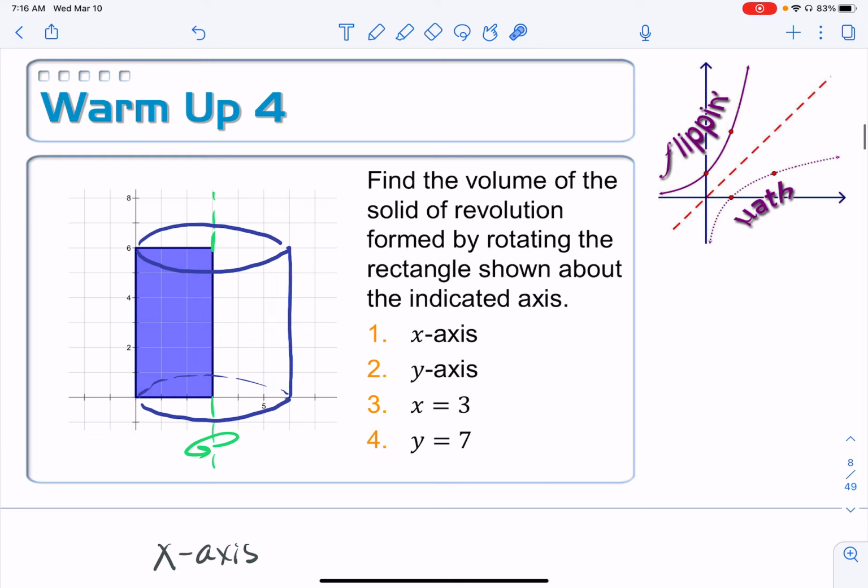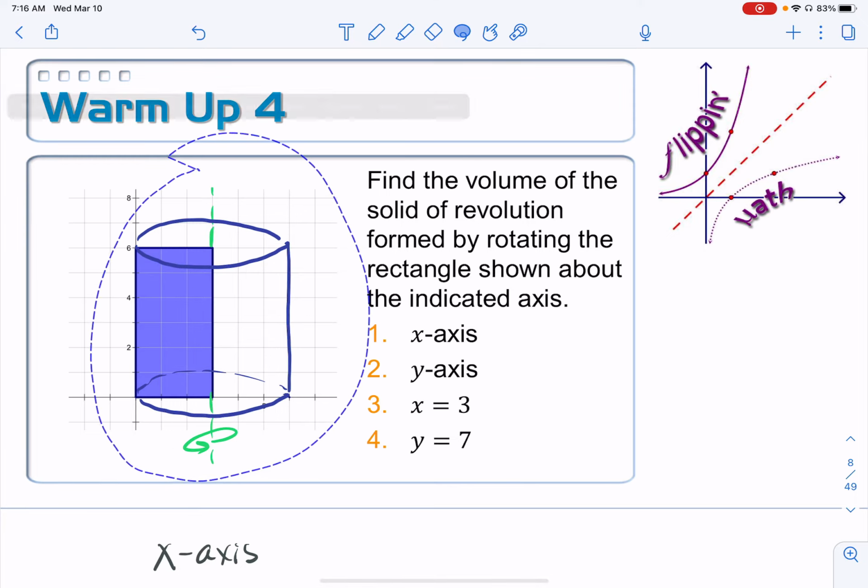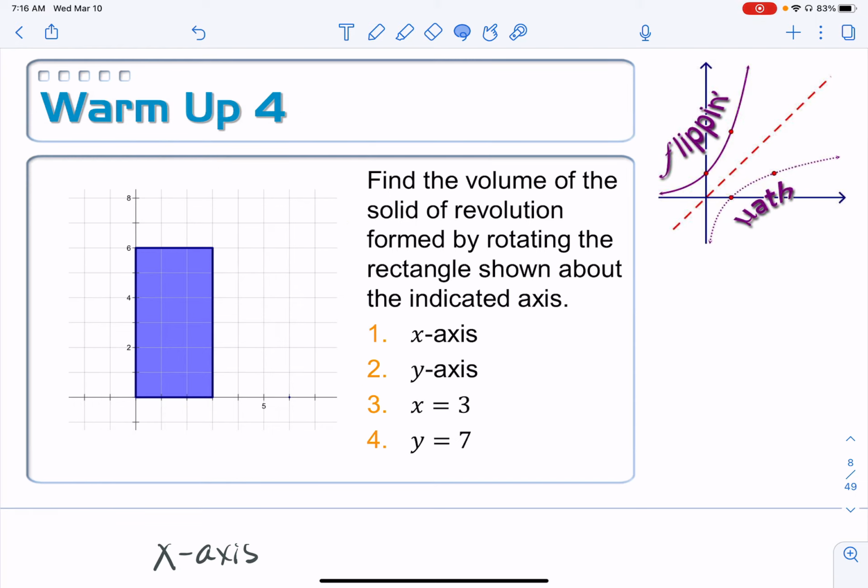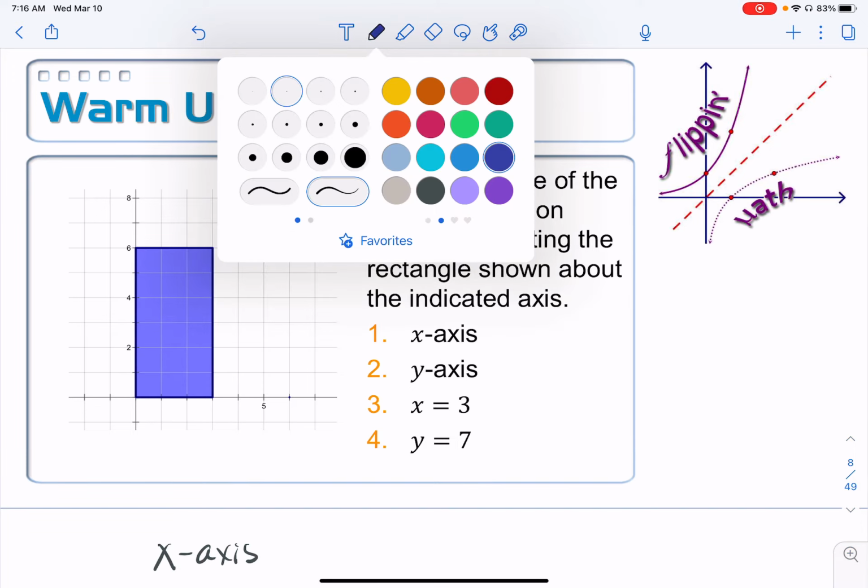And then finally, y equals 7. Now I promise you that this one is going to be different. Okay, delete, because here we're revolving it around green again.